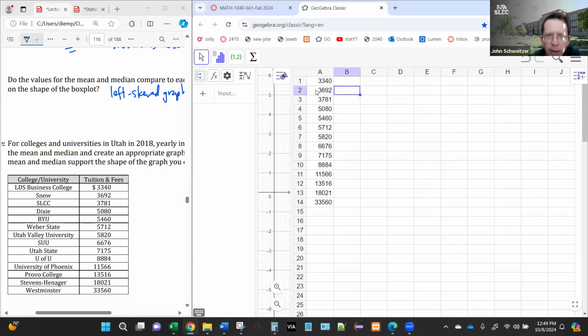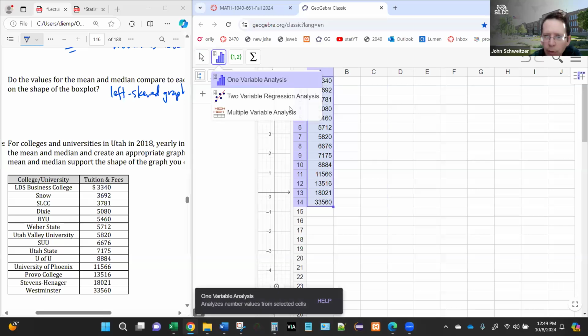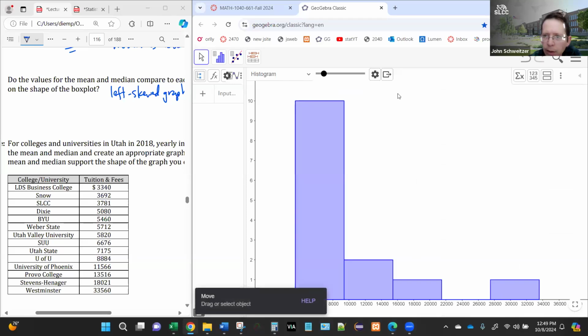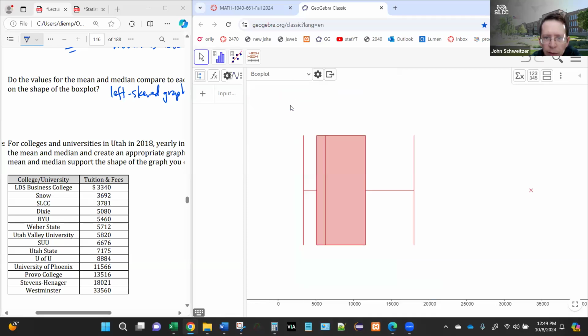So we put the data into column A, then we highlight it. And then for tuition, it's one variable data, right? Because you can't have $2,000 and $4,000 for your in-state tuition, right? So there we go. And the histogram definitely is indicating right skew. We wanted to do the box plot here, so we'll go to the box plot, and sure enough, it's pretty dense down here in the lower end and more spread out on the upper end.